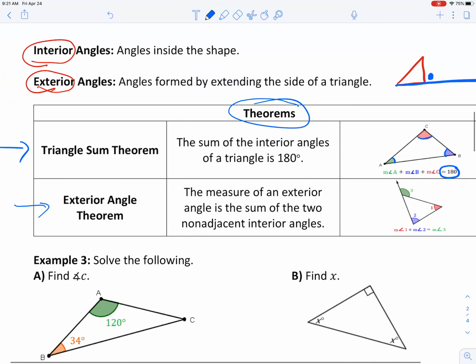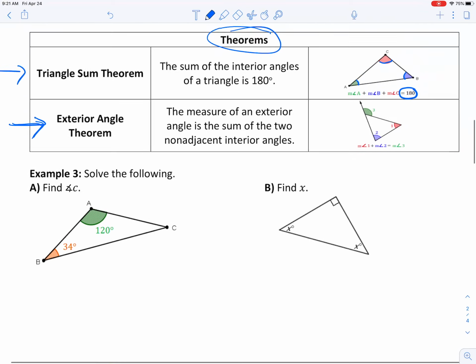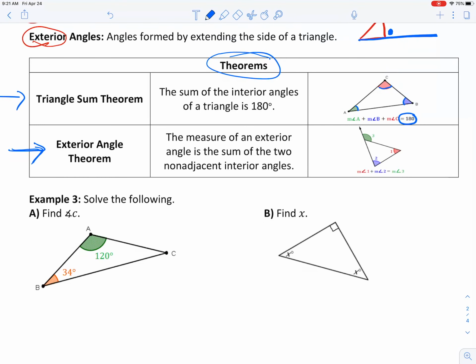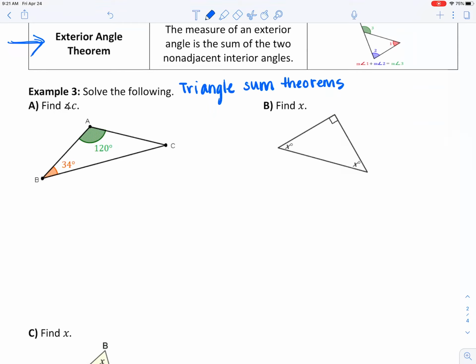Okay, so that is what we're going to focus on today. I'm not even going to talk about the exterior angle theorem today. We're going to come back and do that the next class. So we'll skip right over that one and really just use, for example 3, the triangle sum theorem, which means add all of the angles in the triangle together and it should equal 180.